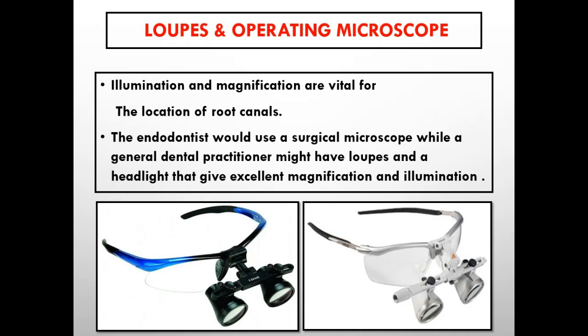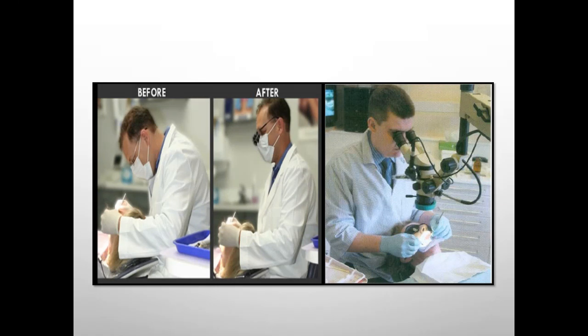Similarly, loupes and operating microscope are used for illumination and magnification, which is very, very important for the location of the root canals. The endodontist would use a surgical microscope, while the general dental practitioner can use loupes and a headlight that give excellent magnification and illumination. During the initial years of your practice, you may be working without any instruments, but after working with loupes, you will find it difficult working without them. And once you start using a microscope, you will not revert to loupes or to working without any instruments.